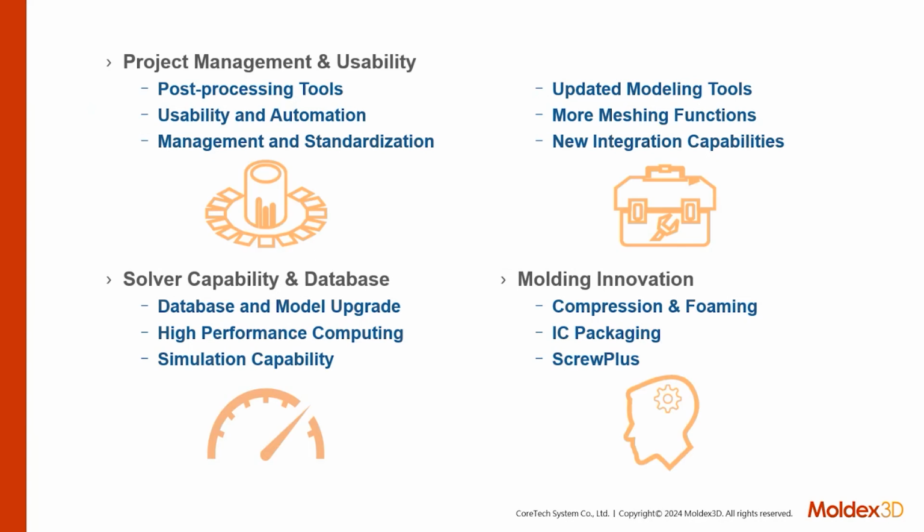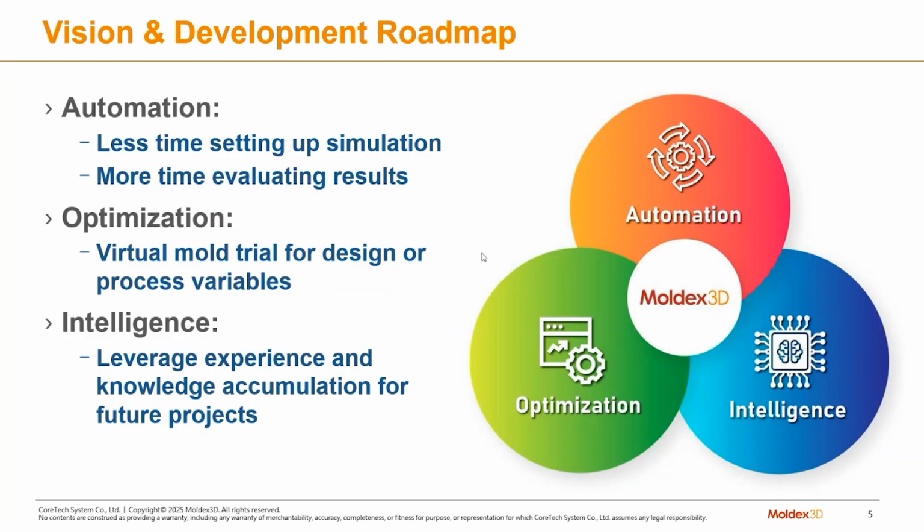This session is going to be split into 4 sections. We have project management and usability, solver capability and database, preprocessing and integration tools, and then molding innovation, what new features we have available or what features have been improved in the 2025 version. As you may have seen, our development roadmap is focused around 3 main categories: automation, optimization, and intelligence. And so you'll see a lot of the new features and new capabilities in Moldex3D are going to be driven by these 3 goals.